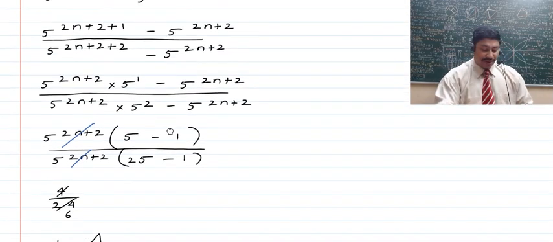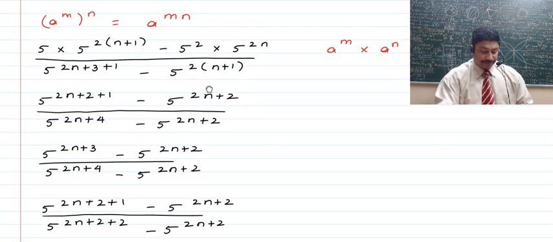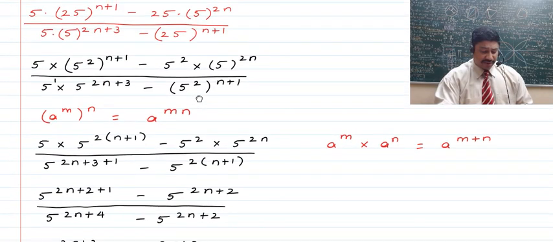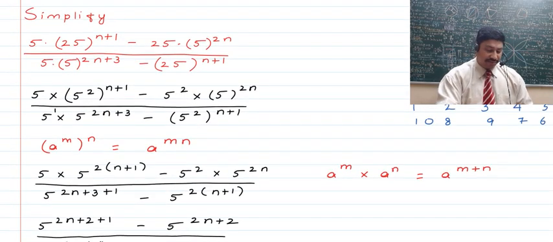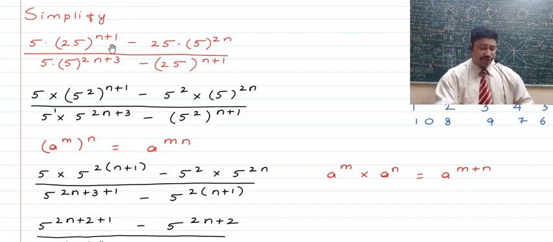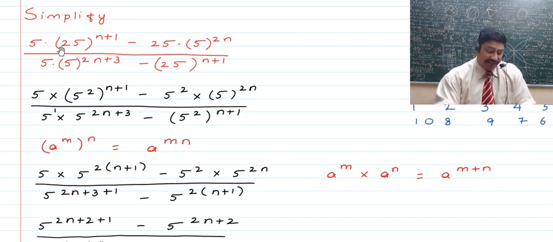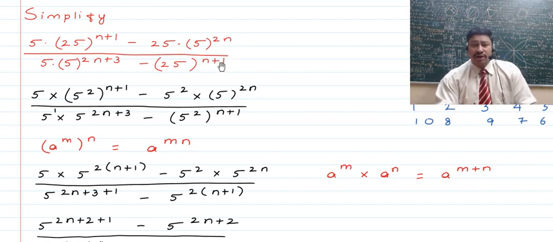So children, now I will just quickly discuss all of this all over again. In the question we've been given that we have to simplify an exponential expression, and that is 5 times of 25 raised to the power n plus 1 minus 25 times of 5 raised to the power 2n divided by 5 times of 5 raised to the power 2n plus 3 minus 25 raised to the power n plus 1 is to be simplified. So here what we do is, first we write all of these numbers such that it is some prime number raised to some power, right?